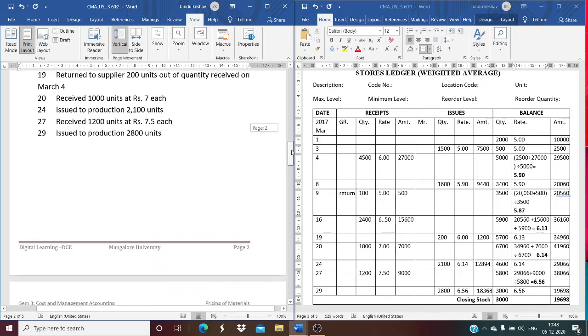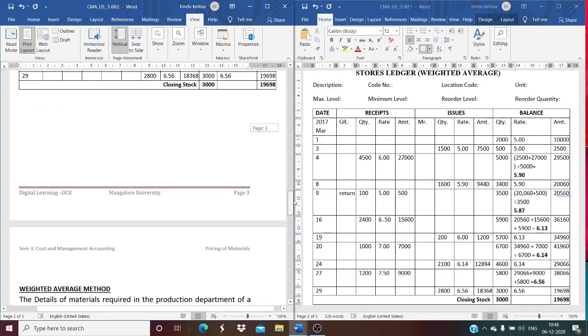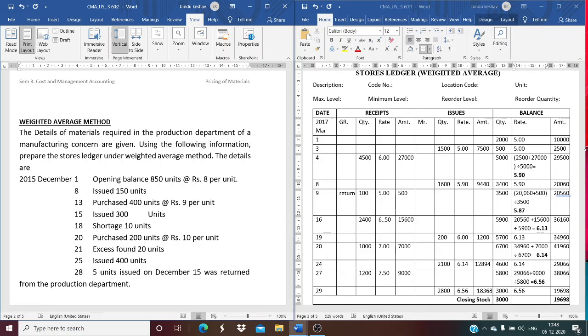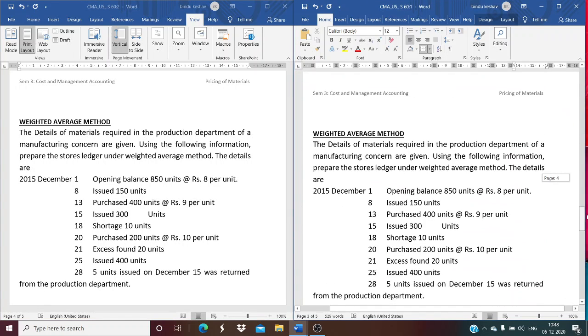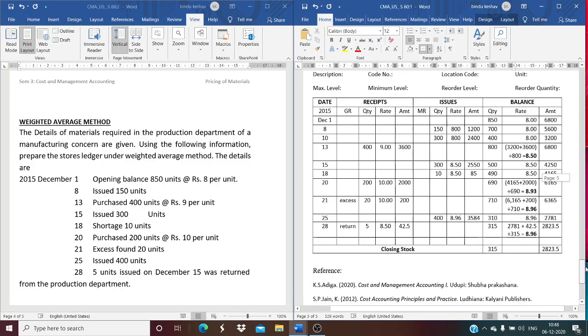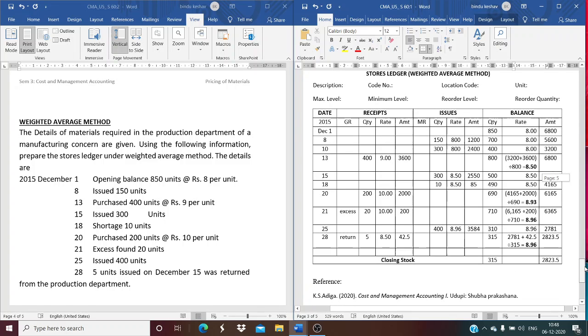So this is the preparation of a store's ledger when there is adjustment relating to returns to store and returns to the supplier. Now, another problem of store's ledger wherein we have adjustments relating to the shortage as well as the excess will be worked out now. Now, the weighted average method. The details of materials required in the production department of a manufacturing concern are given. Using the following information, prepare the store's ledger under weighted average method.